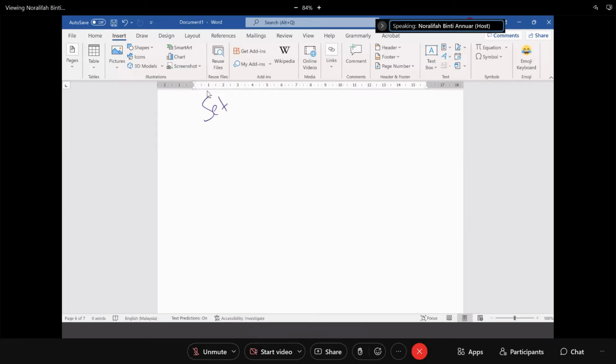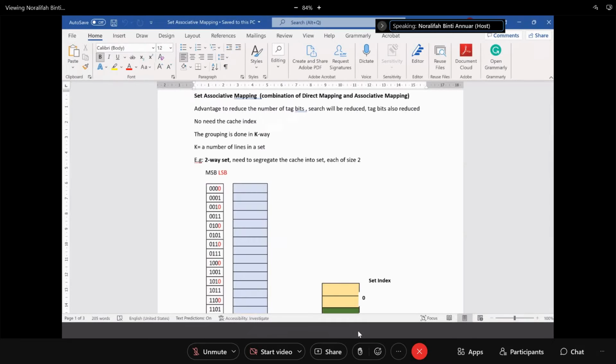Okay, now is set associative mapping. Set associative mapping is the combination of number 1 and number 2. And it's more flexible and efficient. Okay, for this I think I want to use the notes, it's easier for me to draw many things.